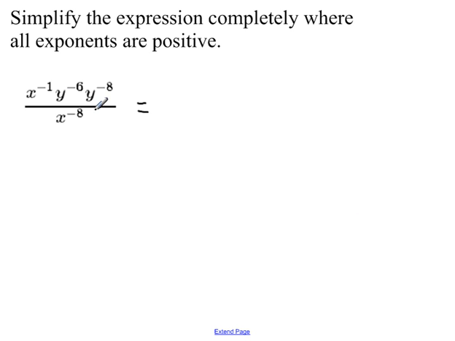So if I want to make these exponents positive, this has to go to the denominator. So does this, and so does this. And then this, x to the negative 8, has to go to the numerator. So let's go ahead and work that out.